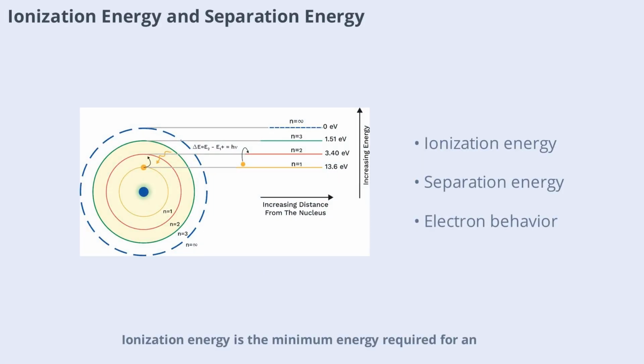Ionization energy is the minimum energy required for an electron to leave the ground state of an atom. Separation energy is the energy needed to escape an electron from an excited state. These concepts are crucial for understanding chemical reactions, atomic stability, and the behavior of electrons in different energy levels.